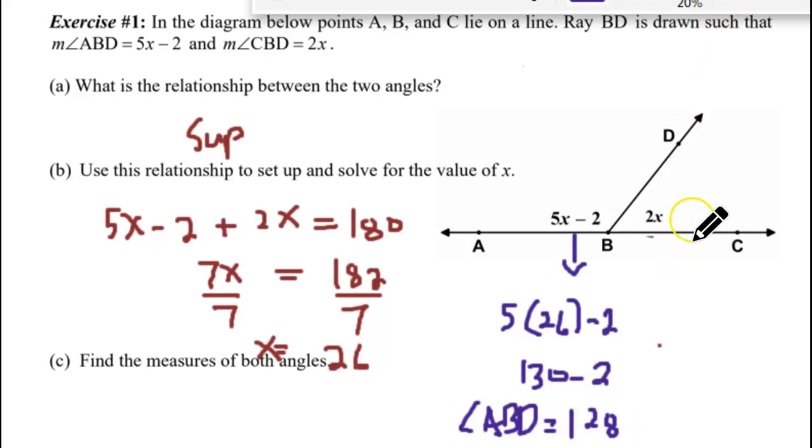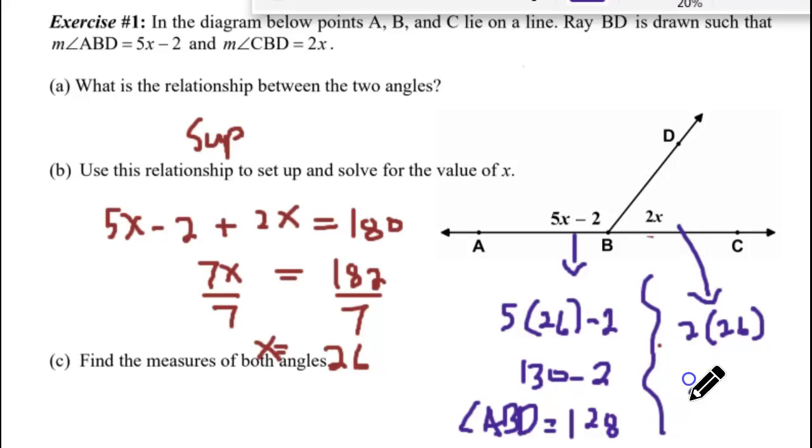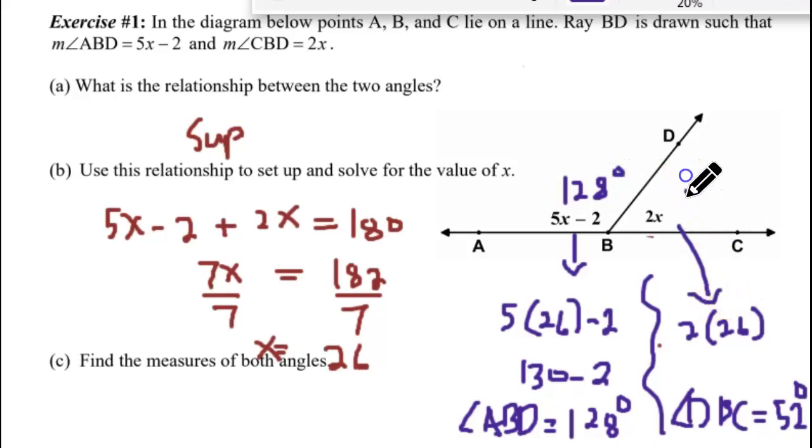Now let's look at the next one. The angle DBC will have the measure of 2 times x, which is 26. How much is 26 times 2? It's going to be 52. So now you could say that this angle over here is 128 degrees, and the angle over here is 52 degrees.